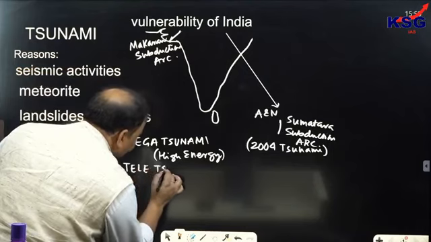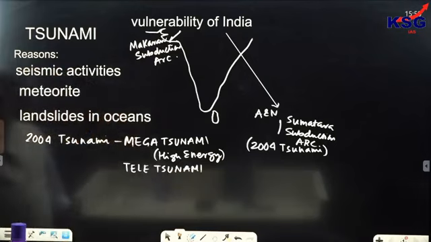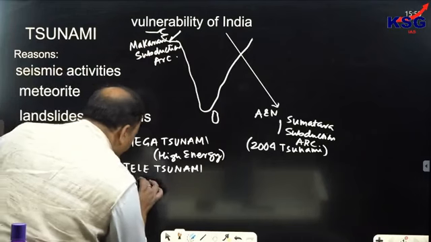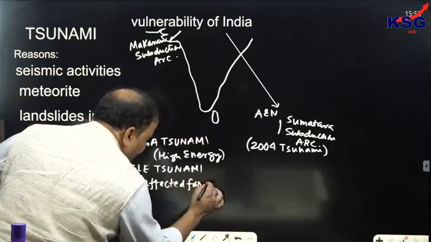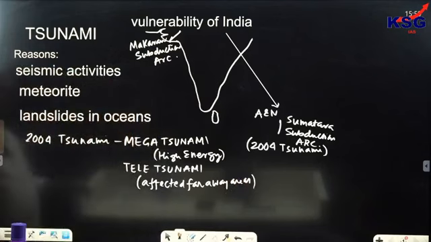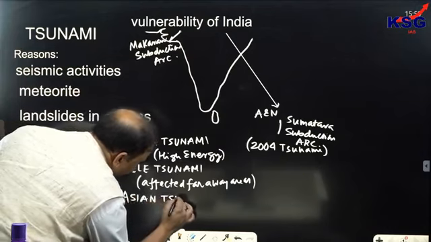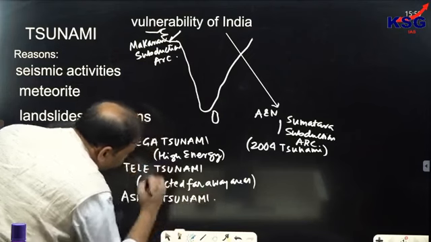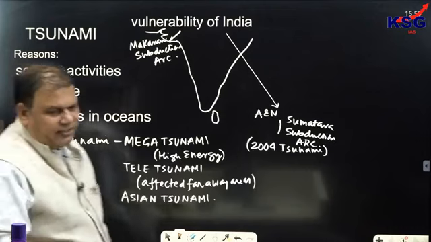Tele tsunami, why are we saying that? Because this was a tsunami affecting far-flung areas, far away areas. And then it was also called the Asian tsunami. But when this occurred, the regions of South India were affected.